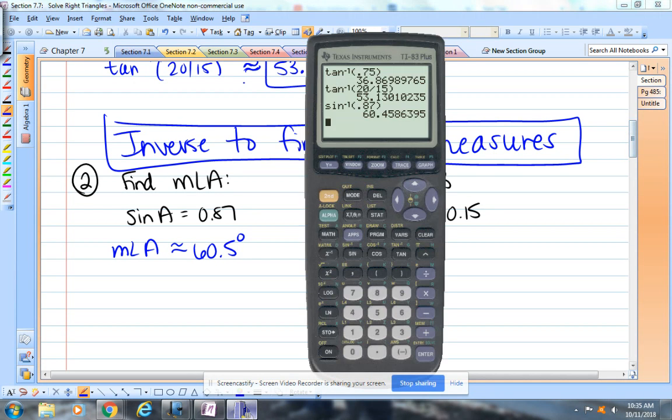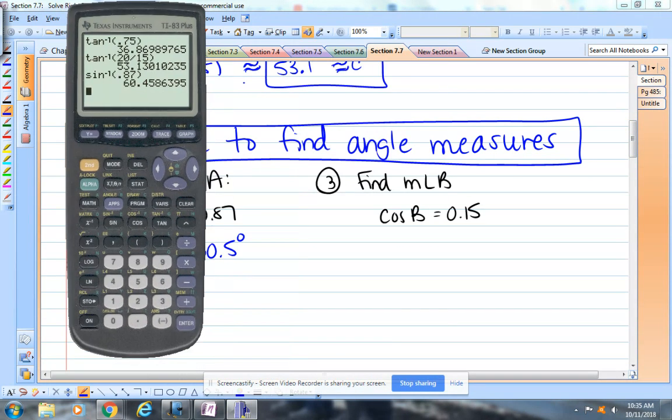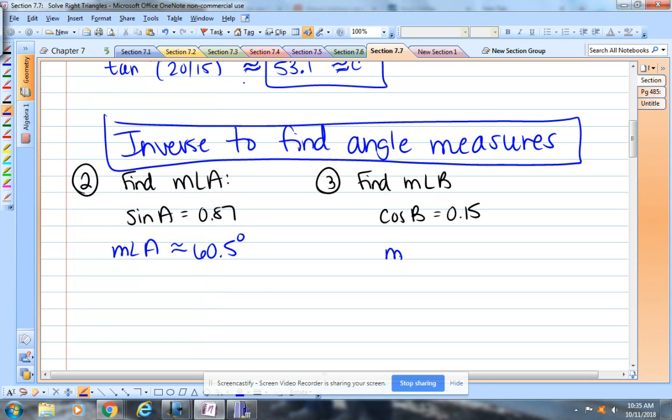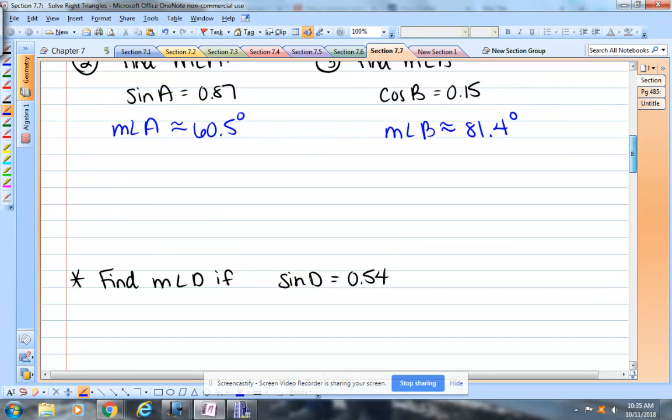All right, I'm going to do it. So what do you type in your calculator? Second cosine 0.15. And what'd you get for your angle measure? B is approximately 81.4 degrees. Did everybody get that? Anybody not get that? All right, I had another you try, but you tried early, so I'm going to skip it.